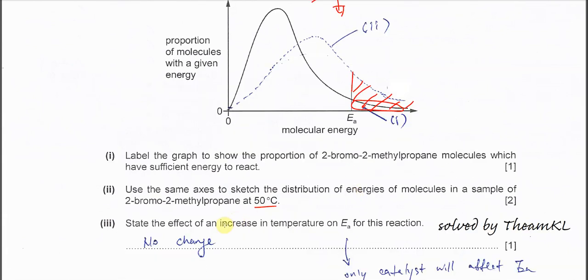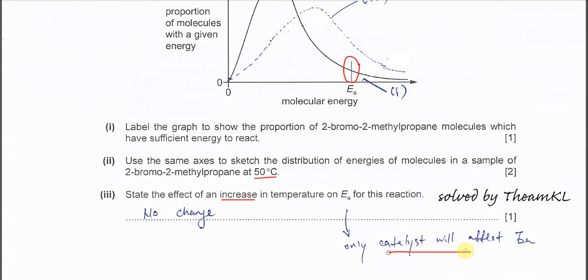Okay, state the effect of an increase in temperature on the EA. Okay, the EA, as you can see here, even at higher temperature, the EA is still the same. It won't change. EA will change when we use a catalyst. So if you lower the EA, it means it's going to move to the left on the graph. Okay, therefore the answer is no change because no catalyst is used.